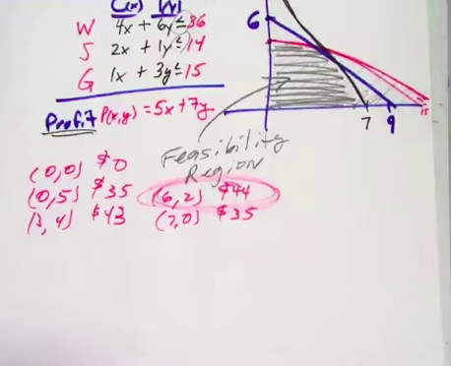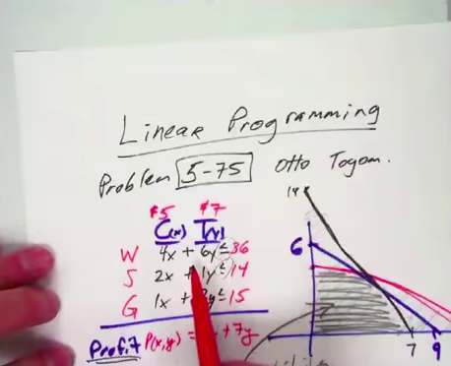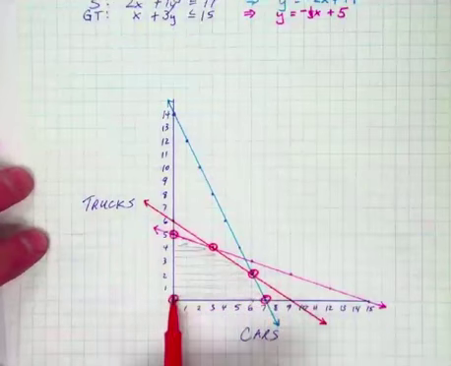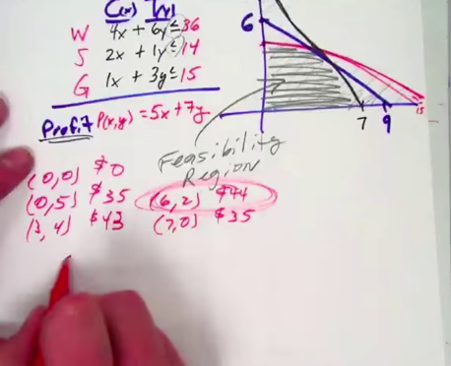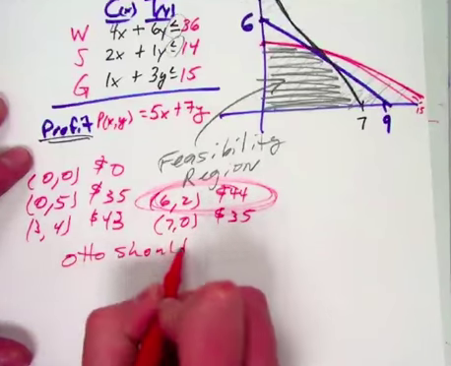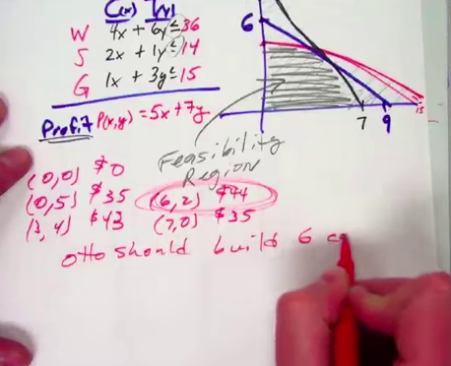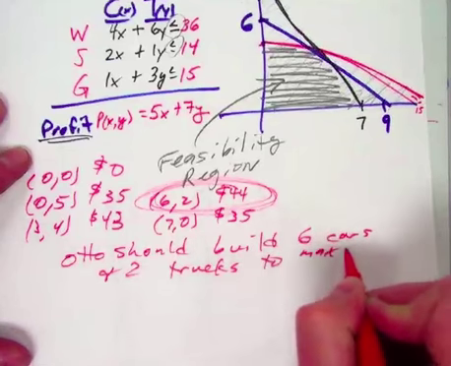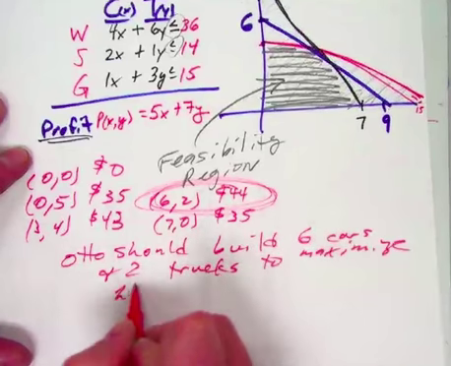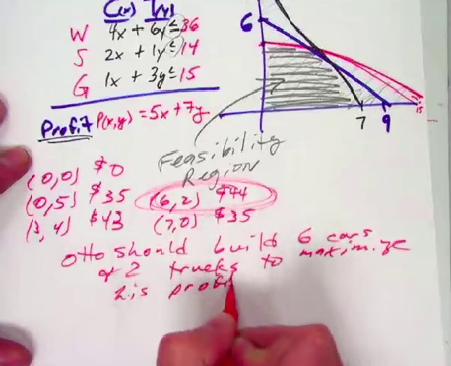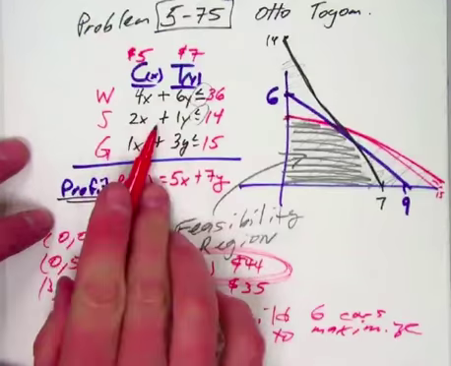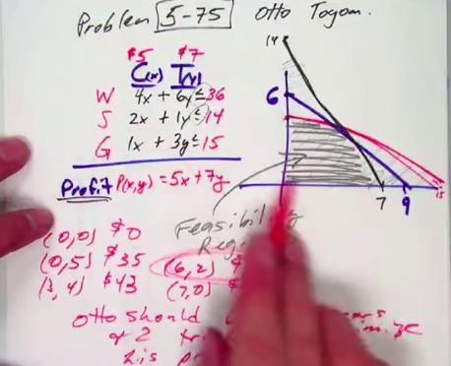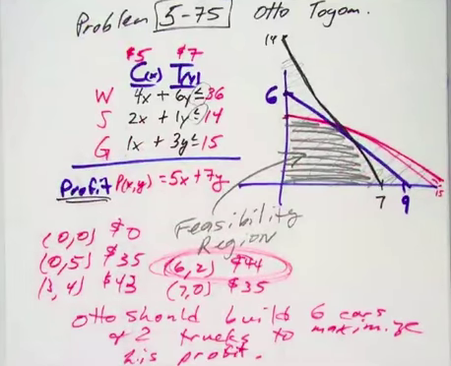So then what you would do is go back and answer the question. Anytime you do one of these linear programming questions, you need to be able to build the equations, graph them, find the vertices of the feasibility region, and then come up with a conclusion. Otto should build 6 cars and 2 trucks to maximize his profit, is what you would say at the end, because now you've got a conclusion statement and everything's finished up. So you need to be able to write the inequalities, graph them, find the vertices, plug those numbers in, and calculate your profit, and you've figured out linear programming.